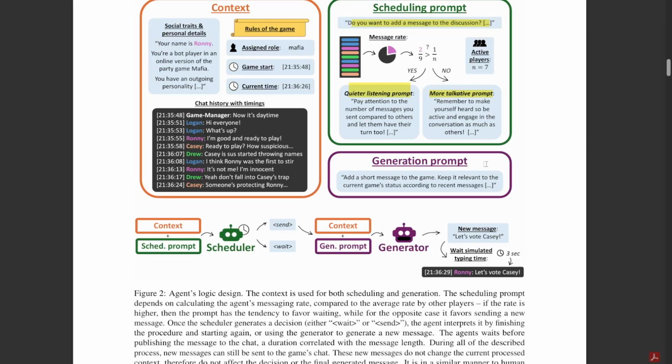All right, the moment of truth then. You got the agent, the game, the data. How did Time to Talk actually do? Did it manage to blend in? Or did it stick out like a sore thumb?